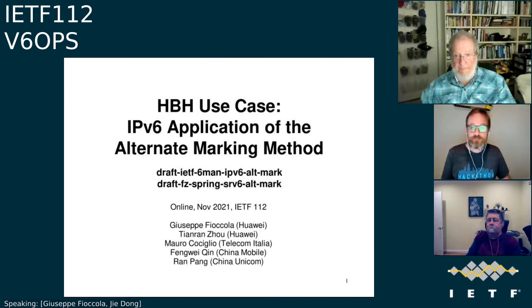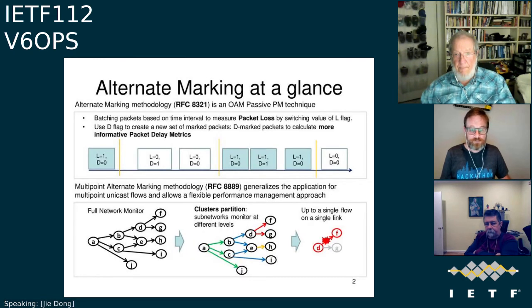Okay. Yeah, this is just a few words about another hop-by-hop use case, that is the alternate marking application for IPv6. So next slide. Just a few words about what the alternate marking is. It is a passive performance measurement technique that allows the measurement of packet loss by switching the value of a bit called the loss flag. And there is also another bit called the delay flag to create a new set of packets that can be used for delay.